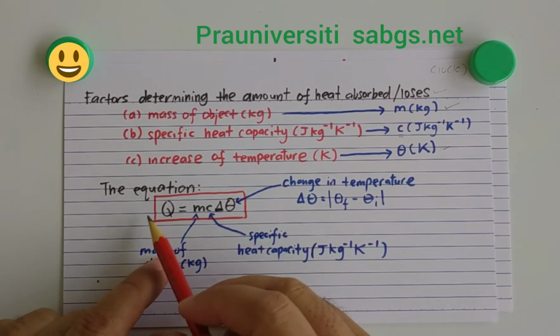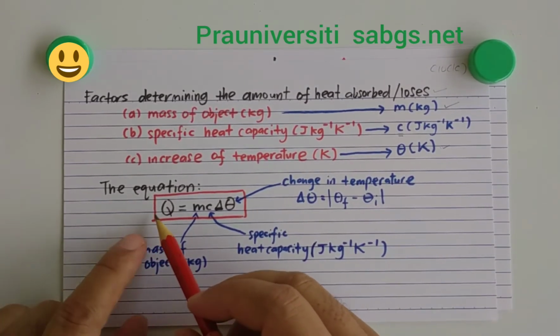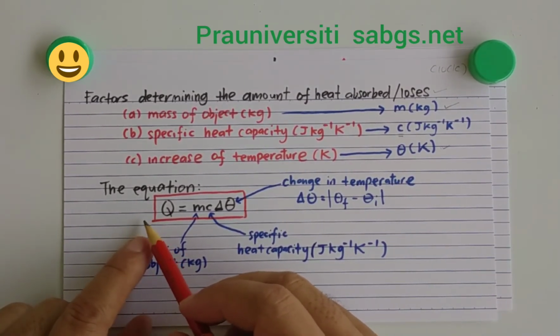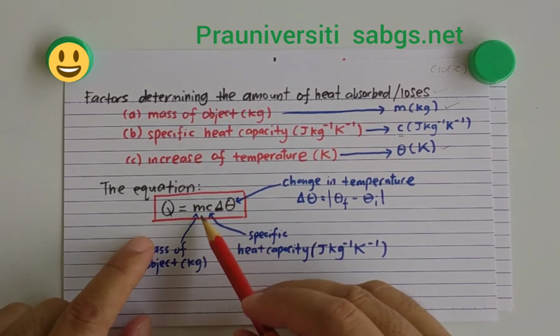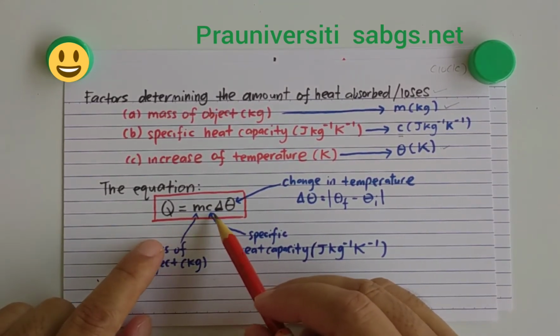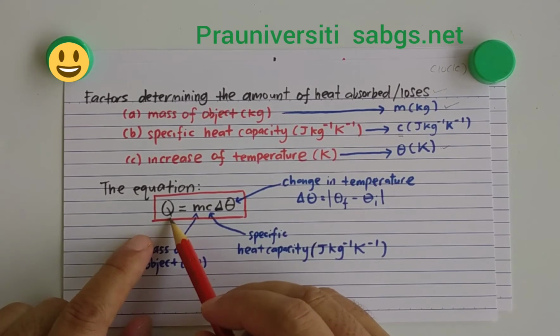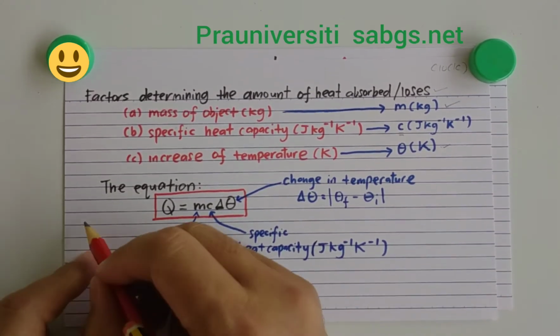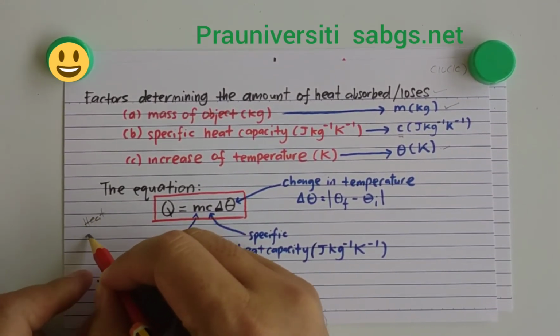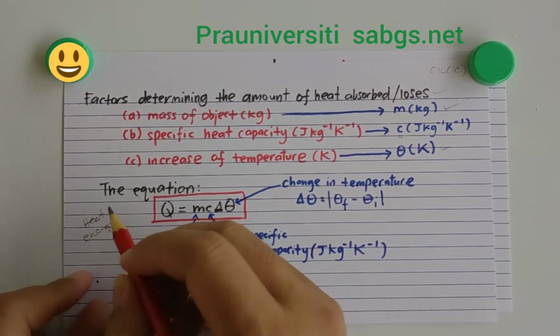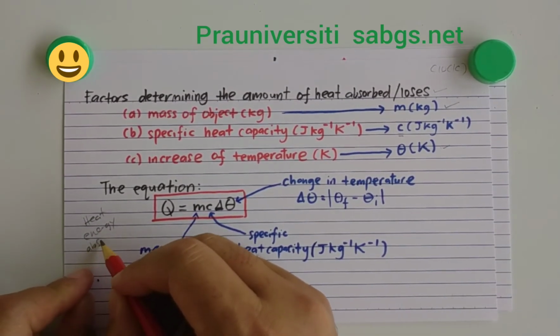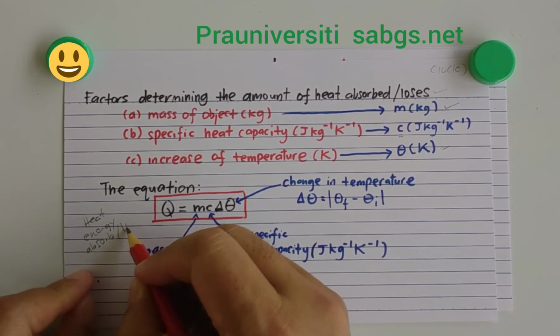Then we continue. In that case, we can get the equation Q is equal to mc d theta. Q is the heat energy absorbed or lost.